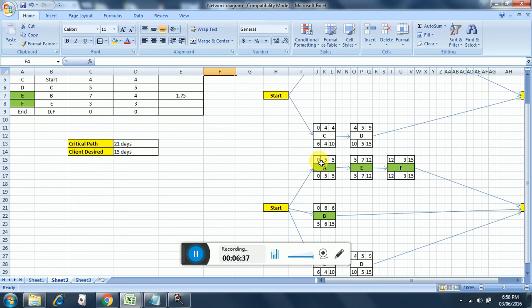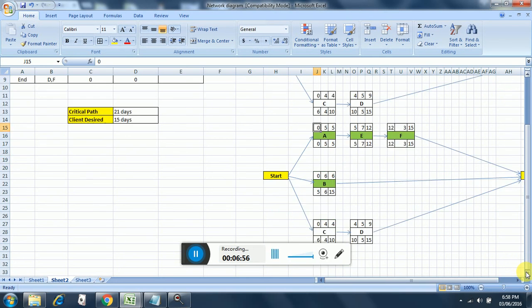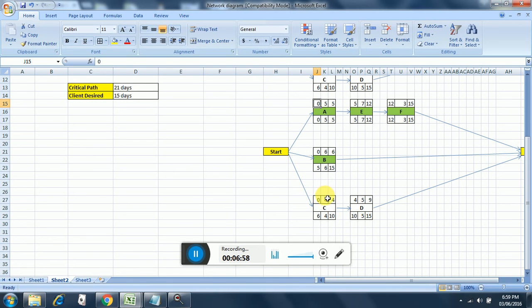So this activity A starts at 0, it ends, so 0 plus 5 is 5, 5 is carried forward, 5 plus 7 is 12, 12 is carried forward, 12 plus 3 is 15, 15 is brought down, and here 0 plus 6 is 6. Going down, we see that 0 plus 4 is 4, 4 is carried forward, 4 plus 5 is 9, and the backward pass we will take the maximum.